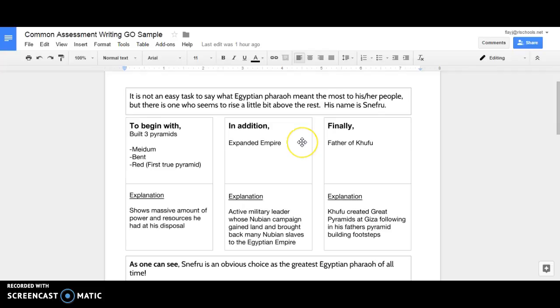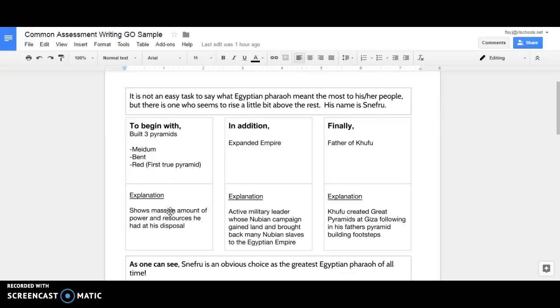It's not an easy task to say what Egyptian pharaoh meant the most to his or her people, but there is one who seems to rise a little above the rest. His name is Snefru. Okay, and then I want to show you this. To begin with, okay, and I listed one of my supporting details. Okay, one of the reasons why I think he's the greatest is he built 3 pyramids, and then I listed them.